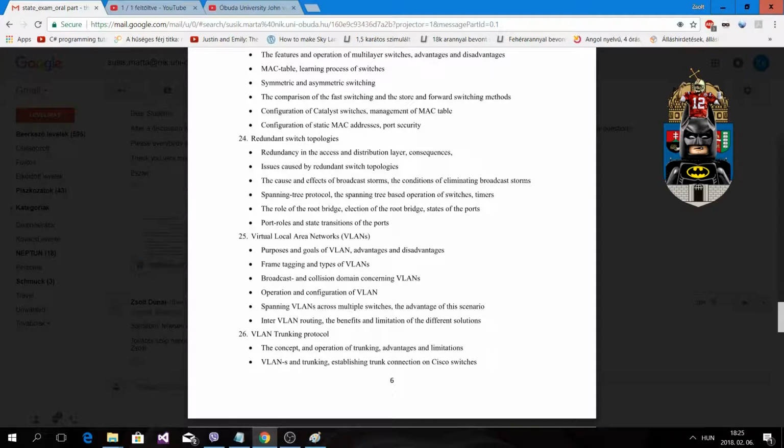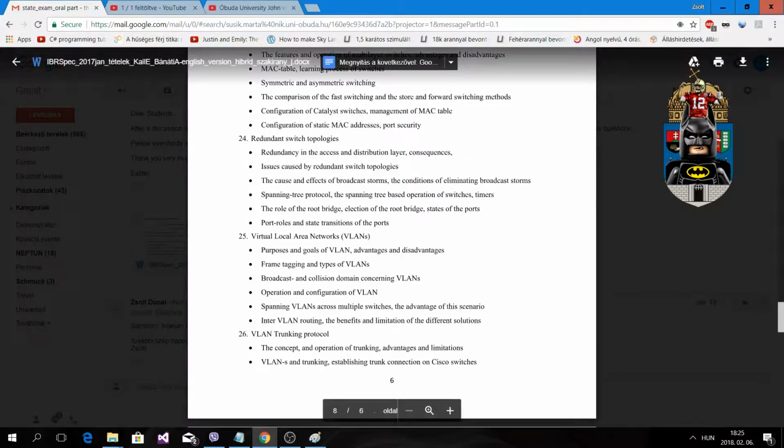And now it's about the 24th topic, which is about redundant switch topologies. It's mainly similar to the previous one. Redundancy in the access and distribution layer consequences. So I believe I have spoken a lot about the access and distribution layer. Access is the layer where we are having hosts and switches, and the distribution layer is where we are having routing.